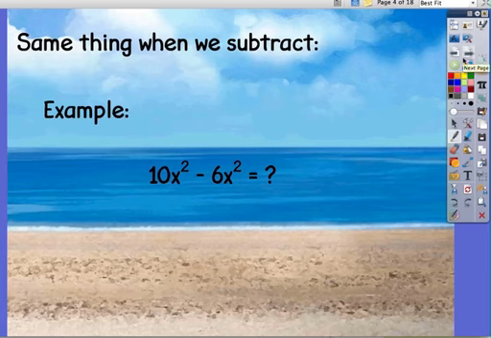It's the same thing when we subtract. Look to see our like terms. We both have a variable of x, and it's raised to the same power. It's raised to the second power. So I don't change the variable. I still have x squared. All I'm doing is taking the coefficients and performing the operation. So 10 minus 6 gives me 4. So 10x squared take away 6x squared is 4x squared.